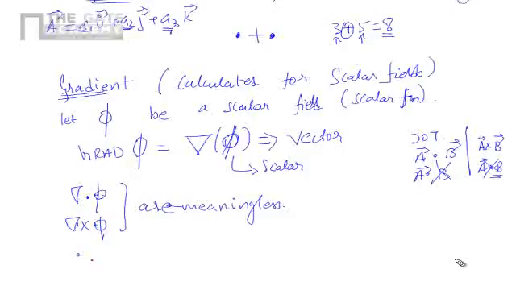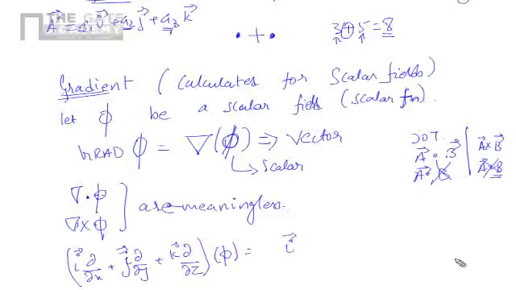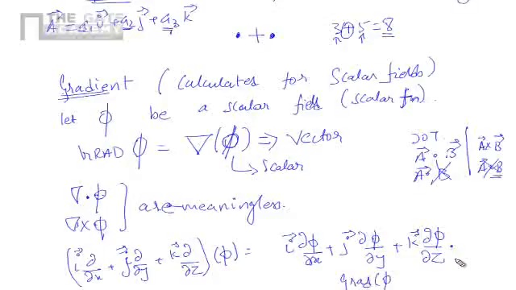Clear? Del phi means what? Del is nothing but i dou by dou x plus j dou by dou y plus k dou by dou z of phi. It's nothing but i vector times dou phi by dou x plus j vector times dou phi by dou y plus k vector times dou phi by dou z. This is what is called grad phi, or gradient of phi.